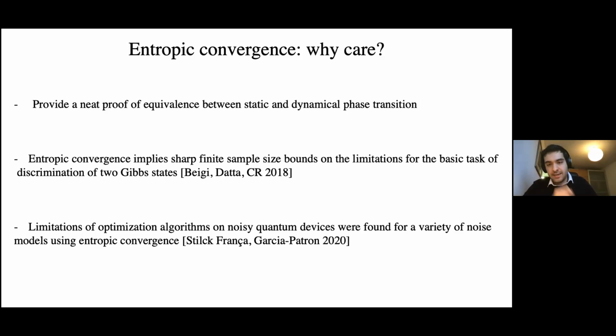And more recently, it was proven that this notion of strong entropic convergence was useful in getting bounds on the depth of a noisy quantum optimization circuit beyond which the computation can be classically simulated. And there will be a talk about it by Daniel on Friday.